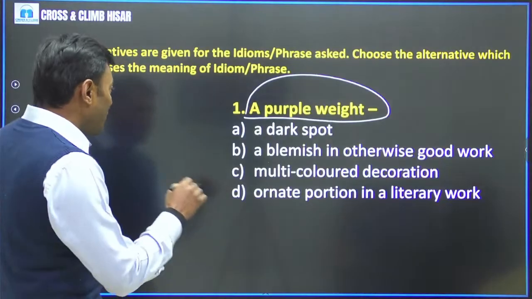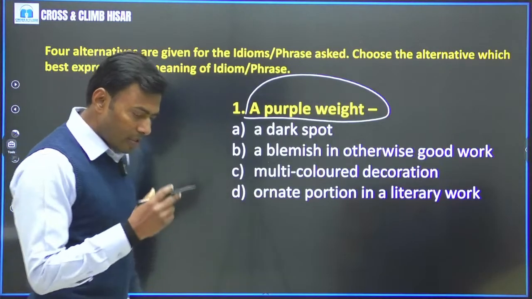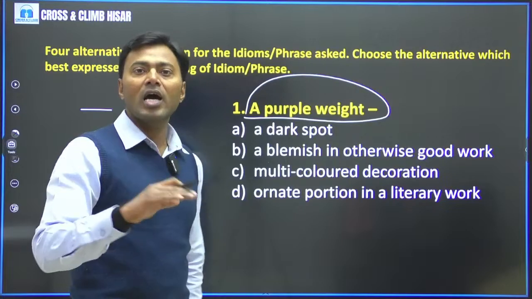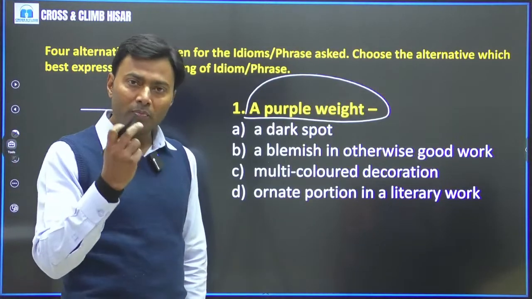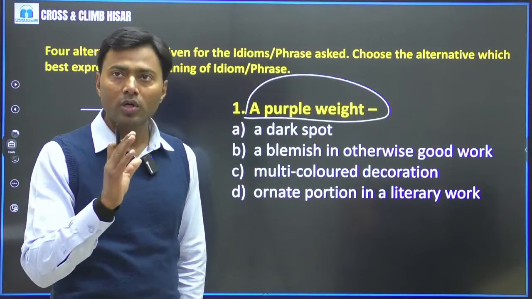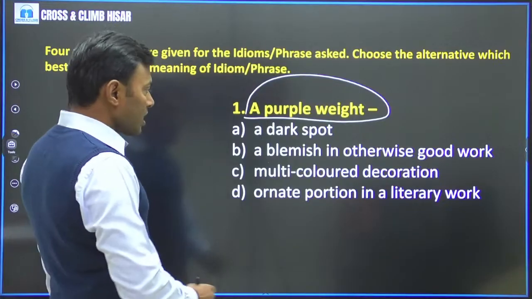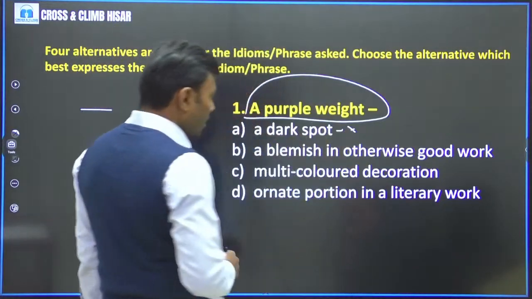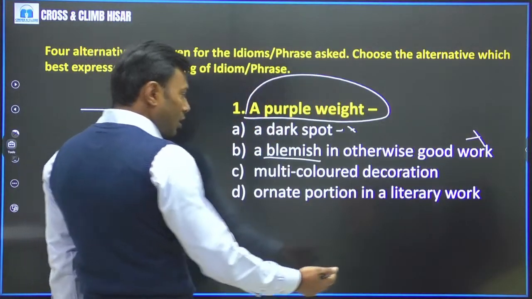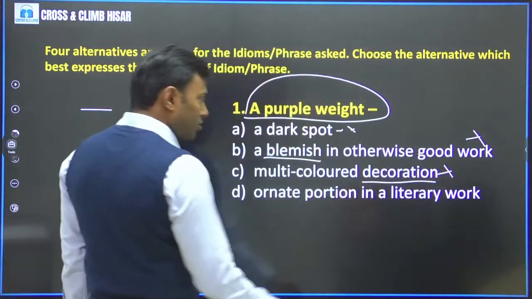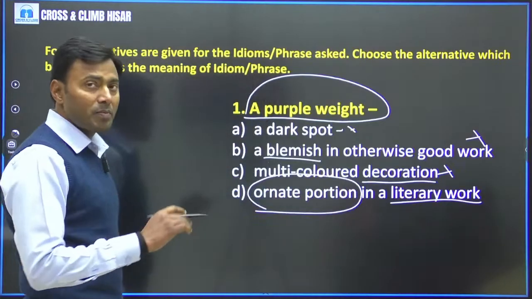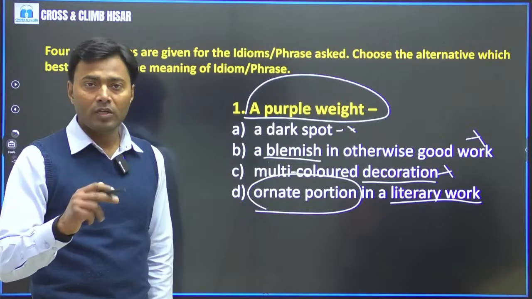See, purple patch in literature, it is used for a particular chapter that plays the role of a purple patch in the entire book. तो अगर किसी बुक का कोई पर्टिकुलर चैप्टर एक पर्पल पैच की तरह काम कर रहा है तो इसका मतलब उस बुक के लिए बहुत इंपॉर्टेंट चीज होगी वो पर्टिकुलर चैप्टर. तो a dark spot तो हो नहीं सकता इस सेंस में. A blemish, again the same dark spot. Multicoloured decoration, it's not about decoration, rather in a literary work it is an ornate portion. Ornate portion means that which gives beauty to the entire work of literature, right?